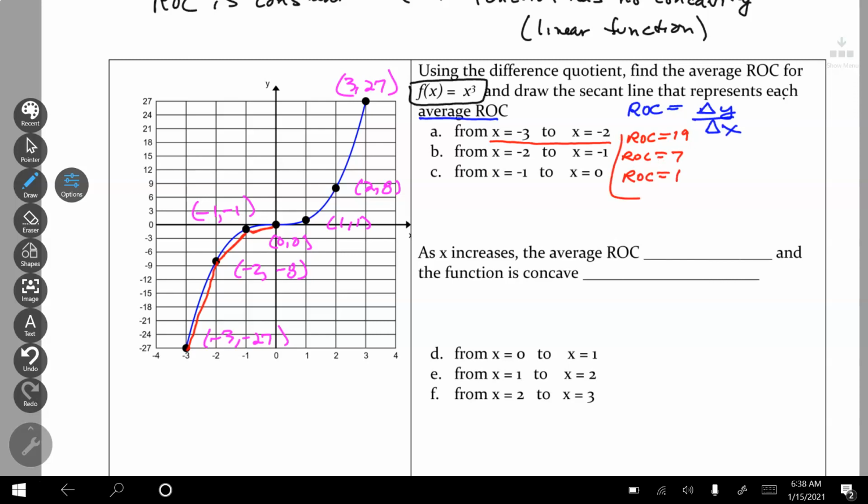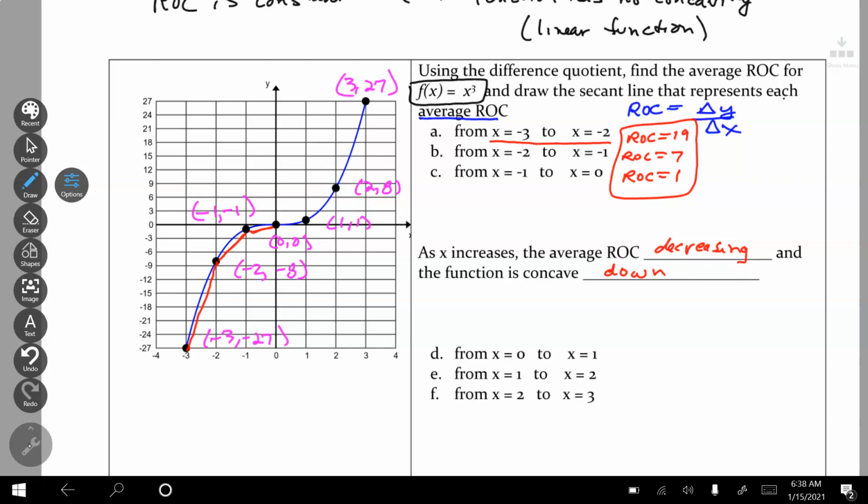So let's look at the trend of the rate of change. These numbers are all positive, so I could tell this graph is going uphill, no doubt about it. This graph is increasing. But the trend of these numbers, 19 to 7 to 1, the rate of change values are decreasing in value. That's why that part of the graph is concave down. That's what we're looking at.